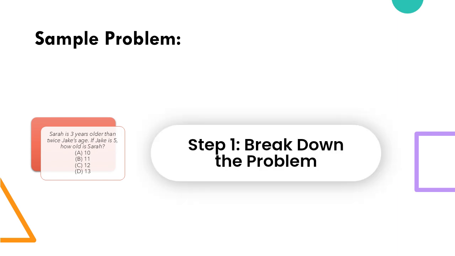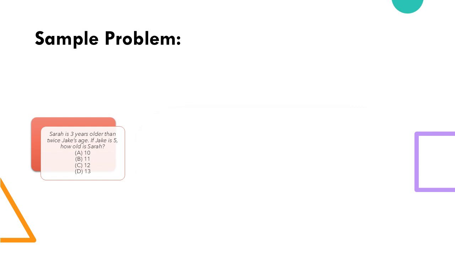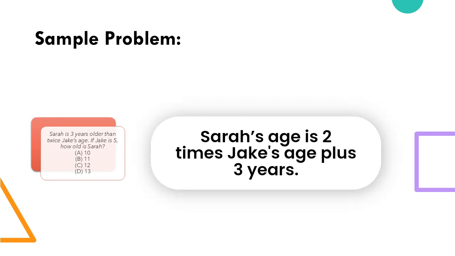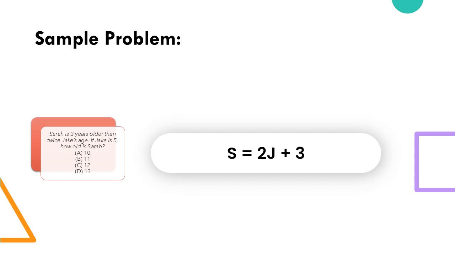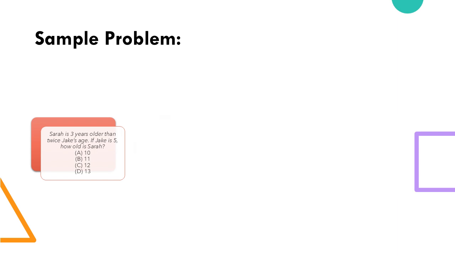Step 1. Break down the problem. First, let's look at the sentence and identify the important pieces of information. Sarah is 3 years older than twice Jake's age. This tells us that Sarah's age is 2 times Jake's age plus 3 years. So, we can write an equation. S equals 2J plus 3, where S is Sarah's age, J is Jake's age.